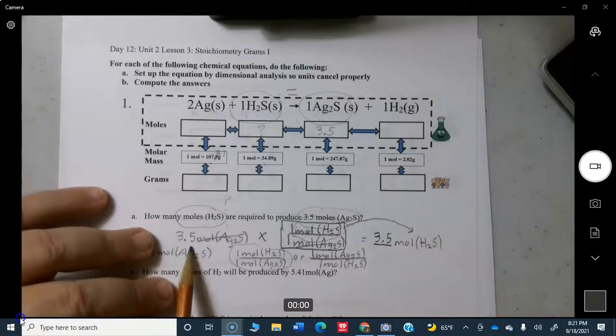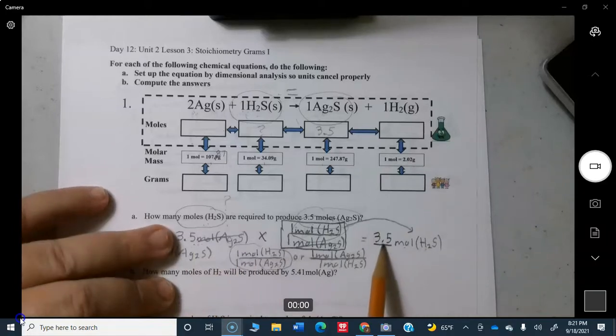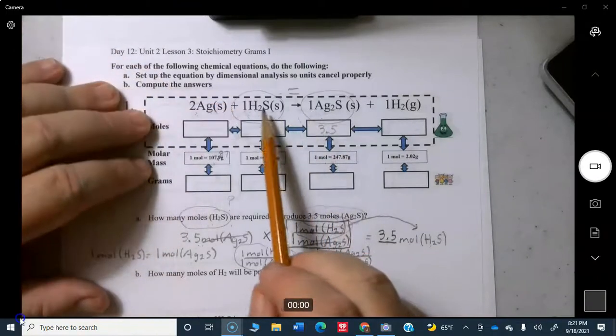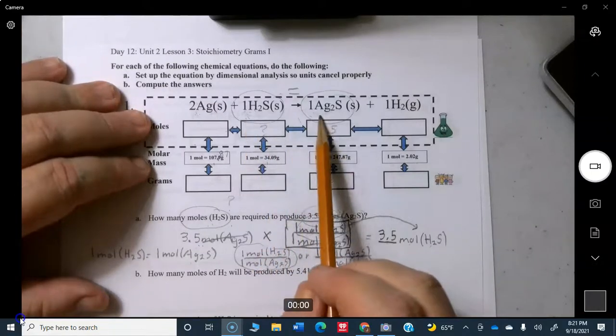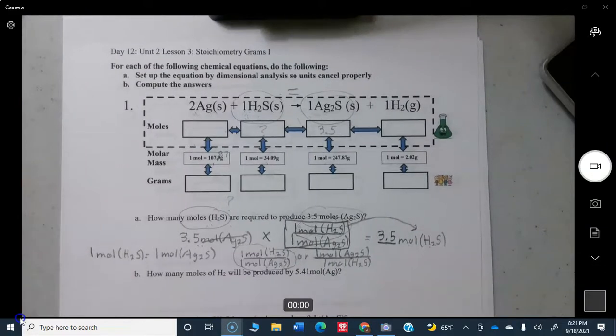So 3.5 moles of Ag2S will produce 3.5 moles, or you can produce 3.5 moles of Ag2S from 3.5 moles of H2S. Notice those two numbers are the same. That's called a one-to-one relationship, okay? 1 mole of this produces 1 mole of this. 3.5 moles of this produces 3.5 moles of that. So even though the number's 3.5, you still call it a one-to-one relationship. There's 1 mole of the first one for 1 mole of the second one. Okay. Let's go ahead and do this.